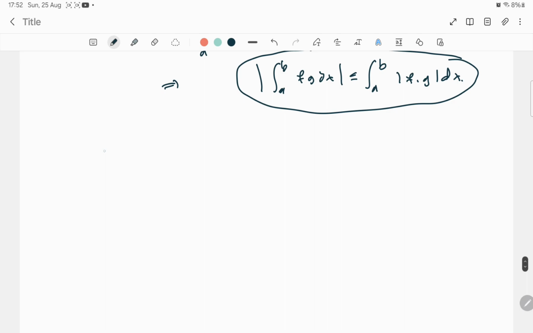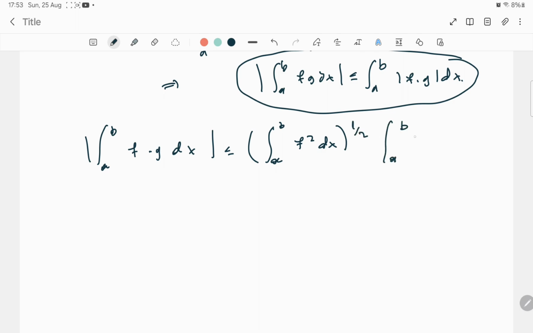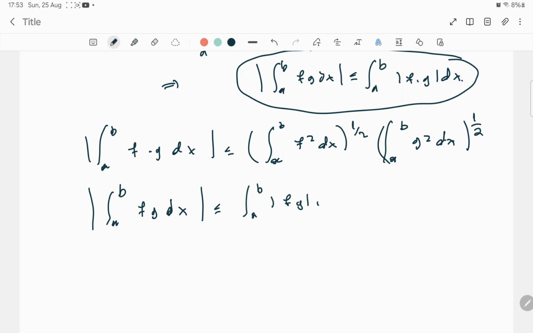So I know that the integral from a to b of the absolute value of f times g dx satisfies this bound. And I also have that the integral from a to b of f times g dx is bounded by the integral over a to b of the absolute value of the product of the two functions.